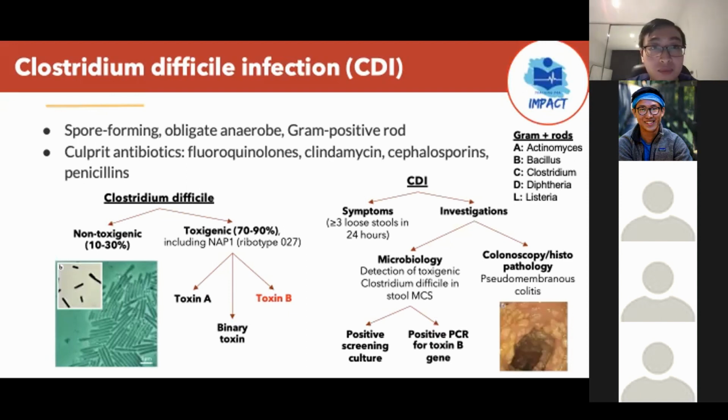Sorry, Victor, I just had a quick question. With the timeline between getting the positive culture, would you also get them to add on the PCR, or is it reflex? It's reflex. Okay. So you send off stool MCS. If they culture Clostridium difficile, the lab will automatically run the toxin B gene PCR. So you don't need to specifically request that. Cool.